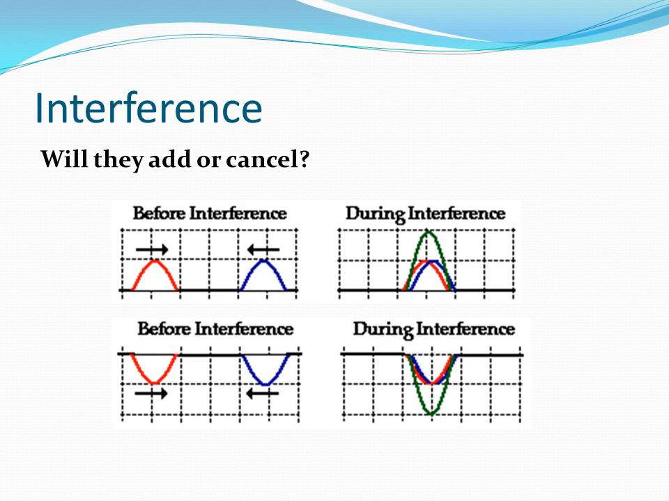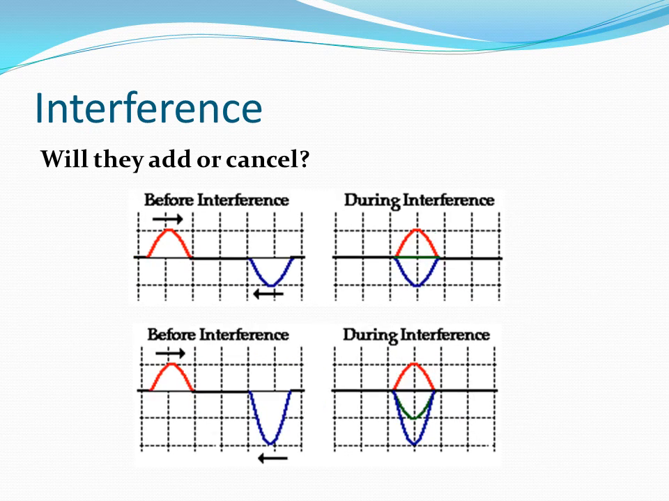In these two examples, the crests of two waves align. When they align, they create a larger amplitude. It doesn't matter if it's upwards or downwards. All that matters is that the crests of the waves are lining up.